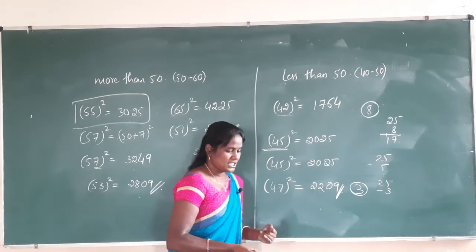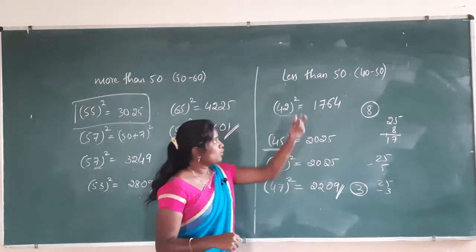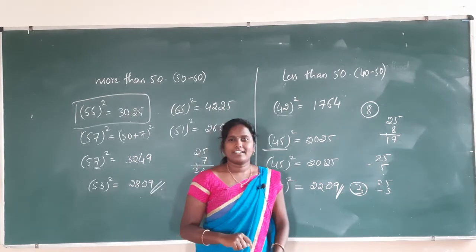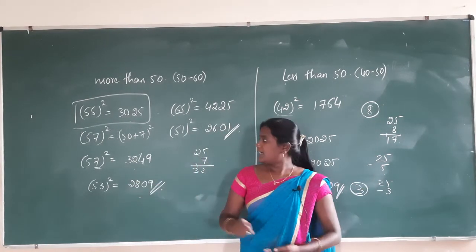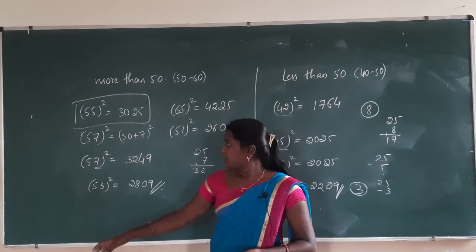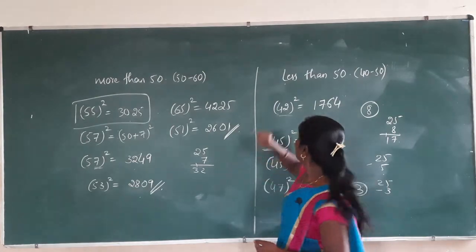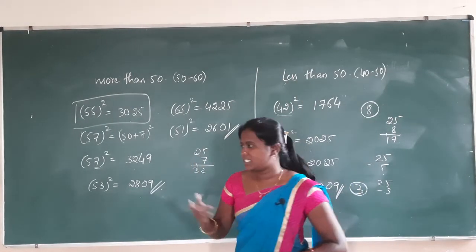So this is the way how to get the square of any number, that too 40 to 50 and 50 to 60. This is the way. I hope you all have understood this easy method, and try to find all the squares from 50 to 60, then 40 to 50 in the same way. Okay, yes.